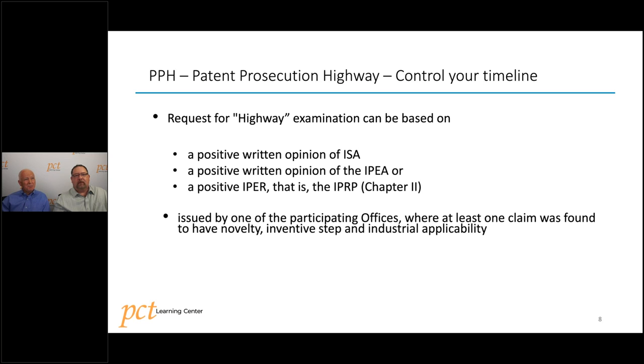Oh, I know, file a PCT, get a positive written opinion from your international searching authority or your Chapter 2 authority, and when you enter the U.S. national phase, you jump to the head of the line with respect to the claims that correspond to the positive written opinion. So the money that you would otherwise have spent jumping into prioritized examination, you can preserve rights around the world for up to 30 months through a PCT.